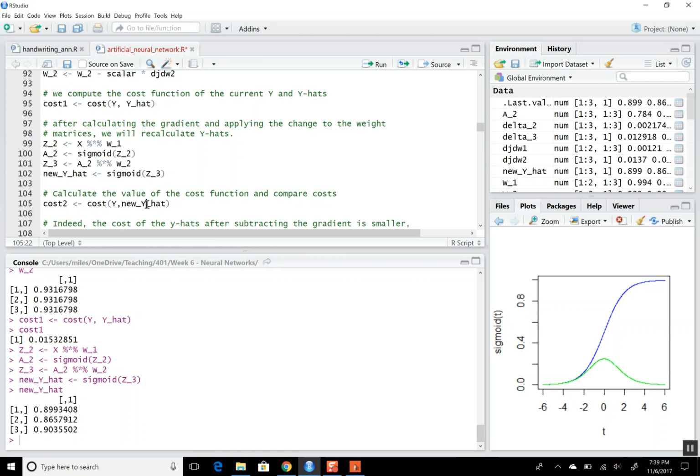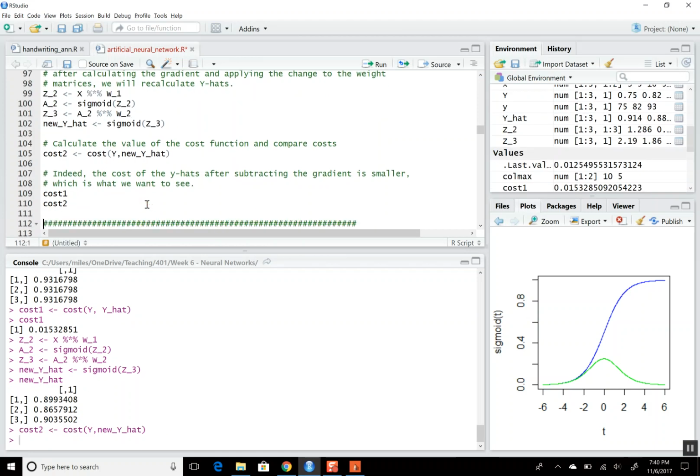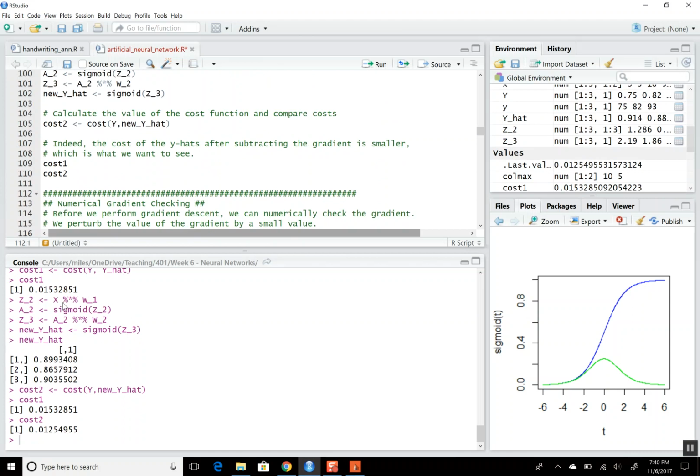Let's calculate the cost of our new predictions. When we compare those two costs, indeed the second cost is smaller than the first cost. That's an improvement, which is a good thing. We would just repeat this: recalculate the gradients, take a step in the opposite direction, recalculate the weights based on that, then recalculate our new predictions, and continue moving on in that way.